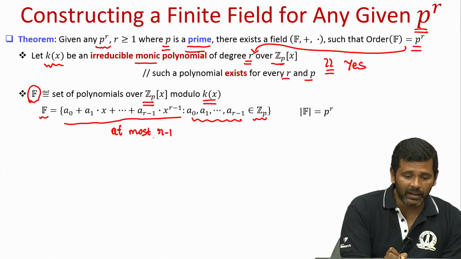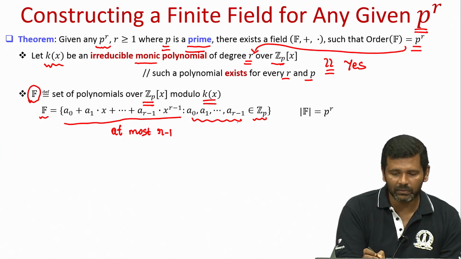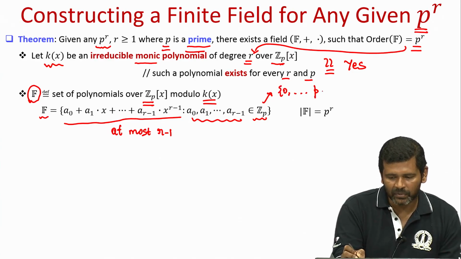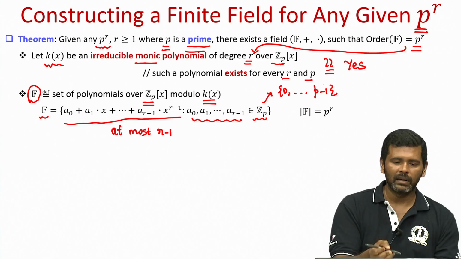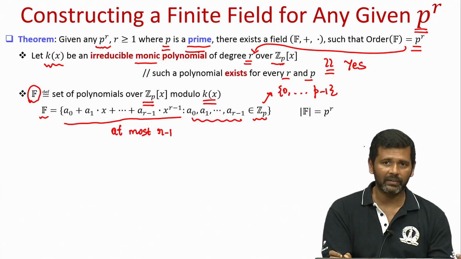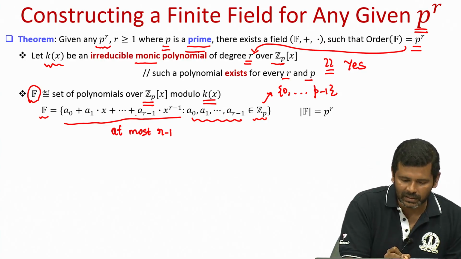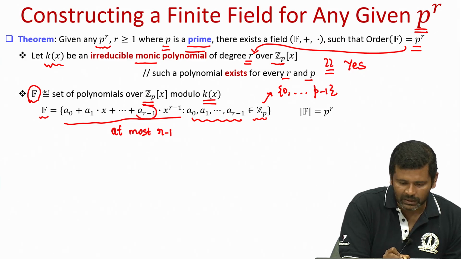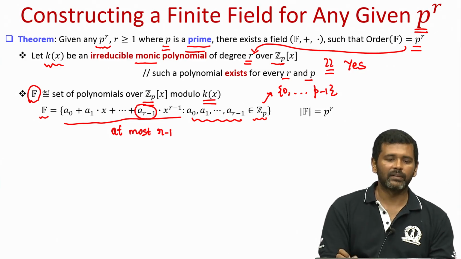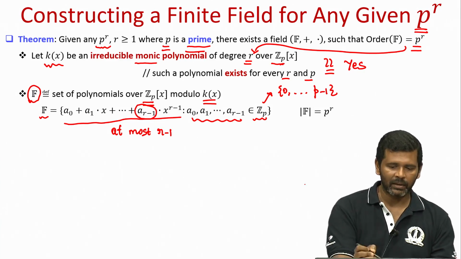Why am I saying it is at most r minus 1? Since each of the coefficients is from the set Zp, and Zp has the elements from 0 to p minus 1, I can have a polynomial where all the coefficients are 0. That means I can also have the 0 polynomial. So, it is not necessarily the case that a of r minus 1, namely the coefficient of the r minus 1th power of x, is always supposed to be there; it can also be 0.